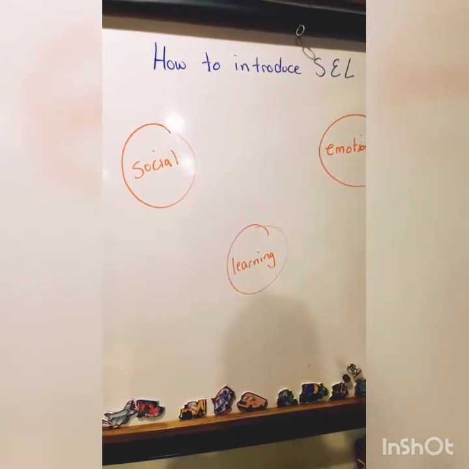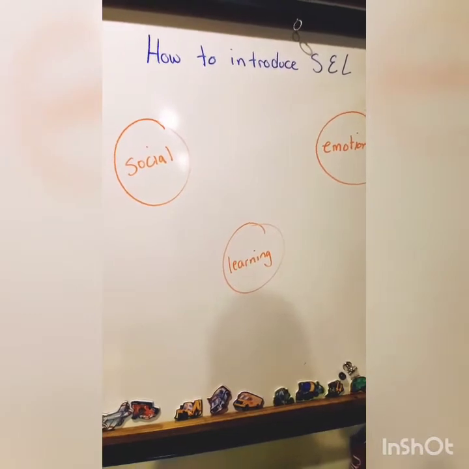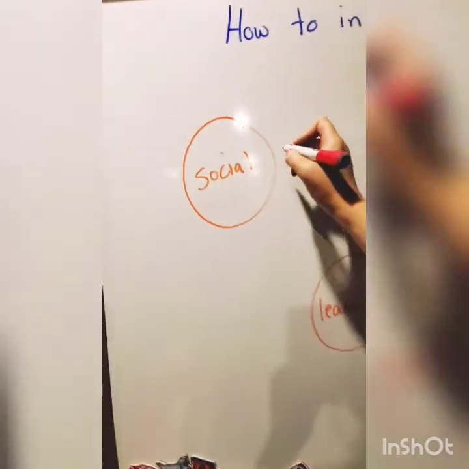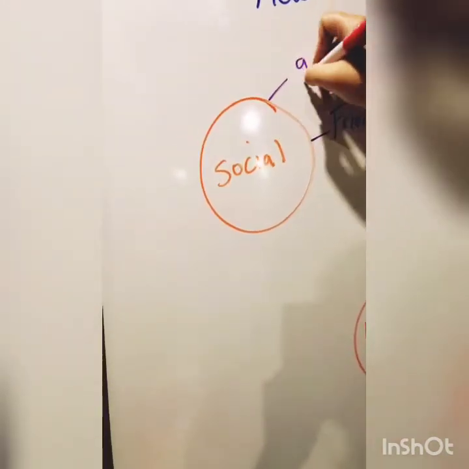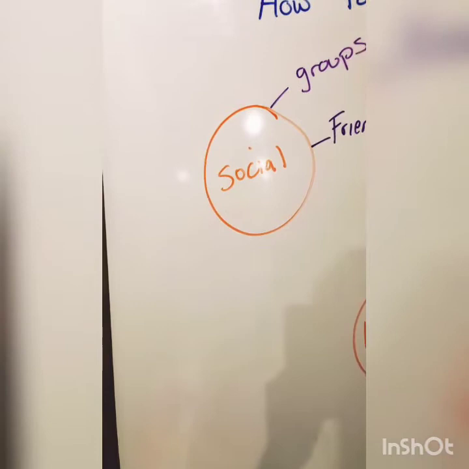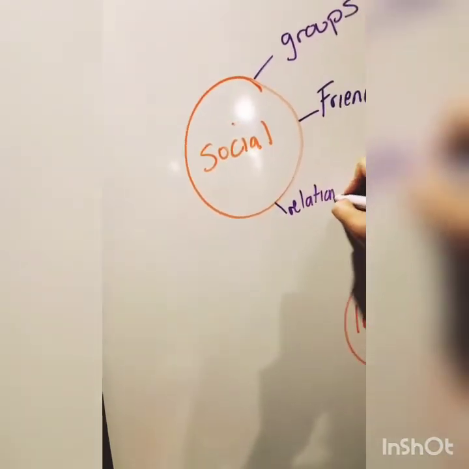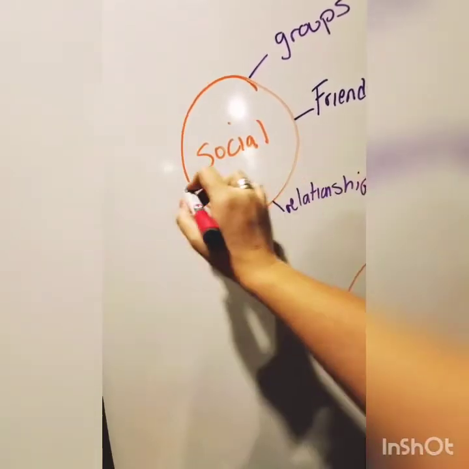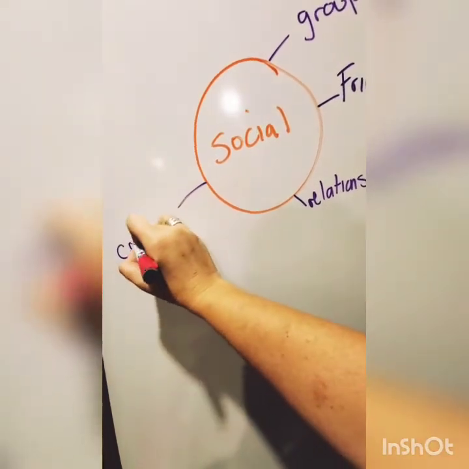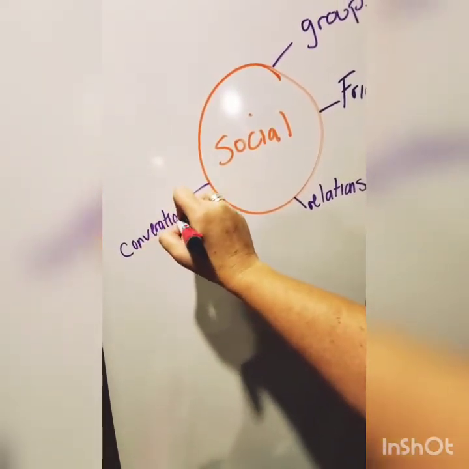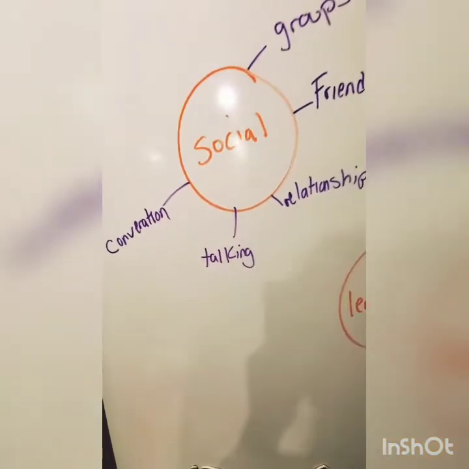So break it down into words, social emotional learning. So then ask your students or ask your child, what does social mean? And they might say things like friends, groups, maybe relationships. Let's get one more. Conversations or talking. Okay, so that's a pretty good list.